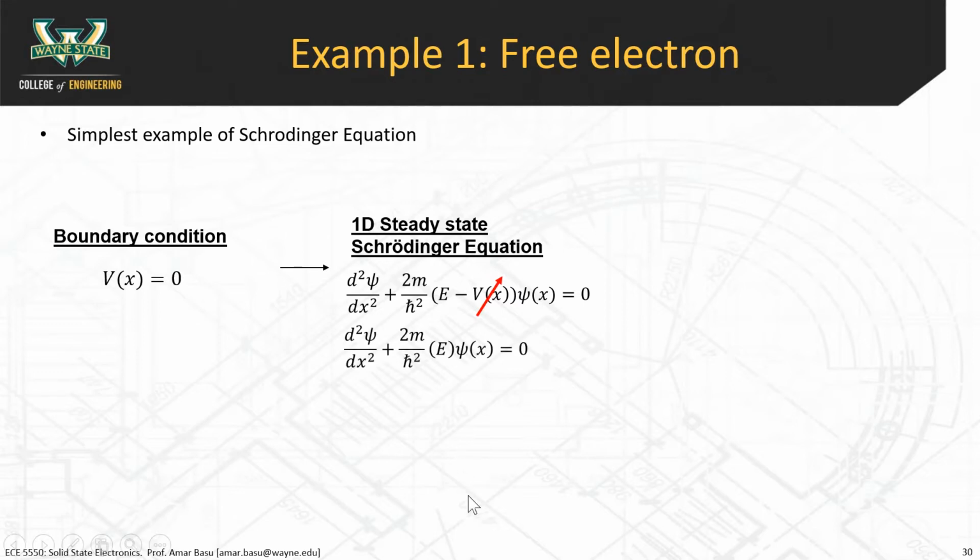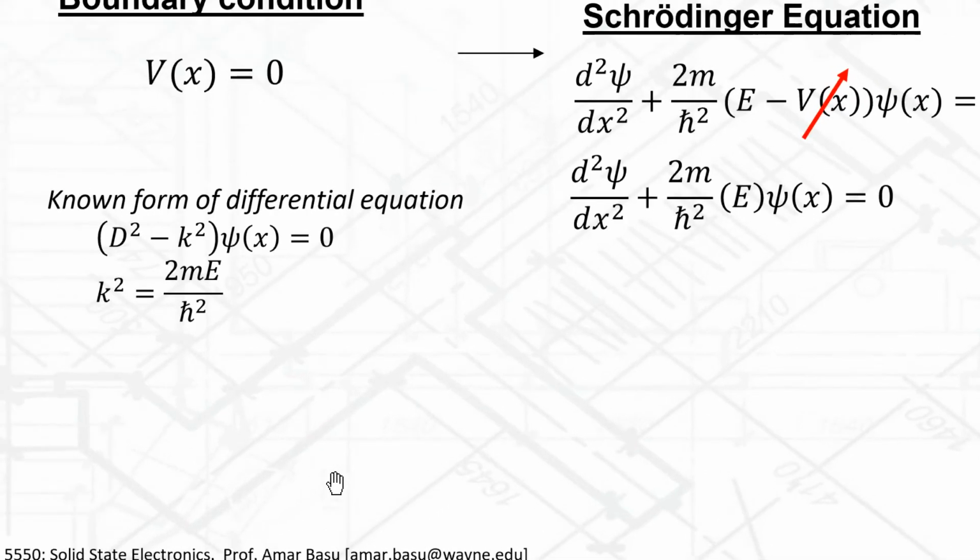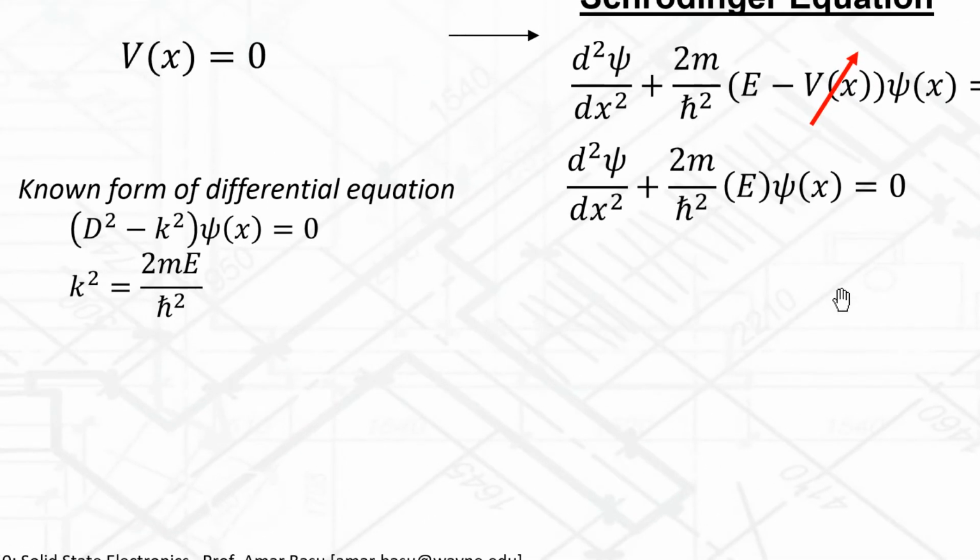D squared psi over dx squared is equal to 2m over h squared times E, multiplied by psi of x. Remember, E is the energy of the electron. From here, I'm trying to remind you of some tricks and techniques you may remember from your differential equations classes. If you don't, it's okay. I'm just telling you this is the method used to solve this differential equation. Once you know how to solve it, it's just a matter of putting in boundary conditions. So if I tell you the solution is of a certain form, you can complete the solution even though you don't know how to get to the solution form. I'll tell you what that means in a second.